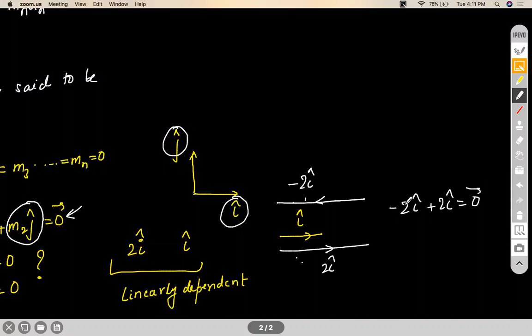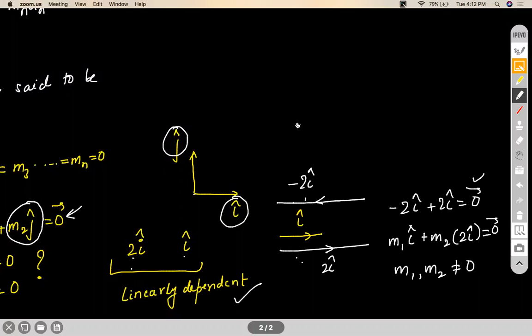That means the values of m1 and m2 here are not both 0. Are you getting my point? M1 and M2 are not 0, and still you are able to generate a null vector out of it. So this would be an example of linearly dependent vectors.